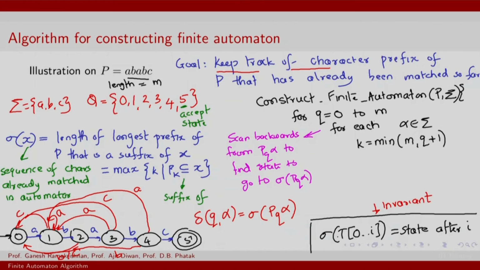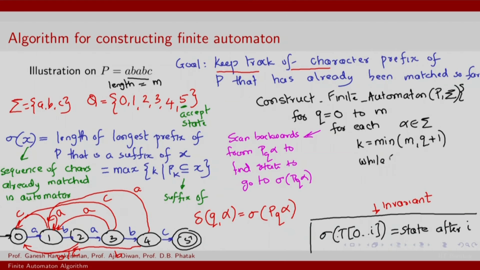This is because we are trying to look ahead of the current state and see what this alpha should lead me to. So as we can see here, when q equaled 3 and when alpha equaled b, our desired destination was 4 and therefore q plus 1 is important. So k is min of m and q plus 1. Of course, if q plus 1 itself has overflown, we can only do with m. So let us see what to do with k.